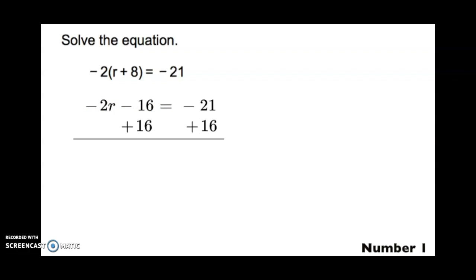Now I add 16 to both sides, and I'll have negative 2r equals negative 5. Divide both sides by negative 2, and I'll have r equals positive 5 over 2. A negative divided by a negative is going to be positive. So positive 5 over 2 will be the answer.